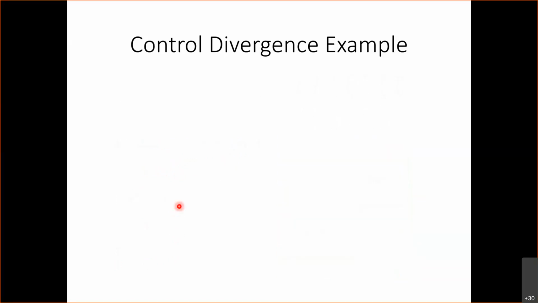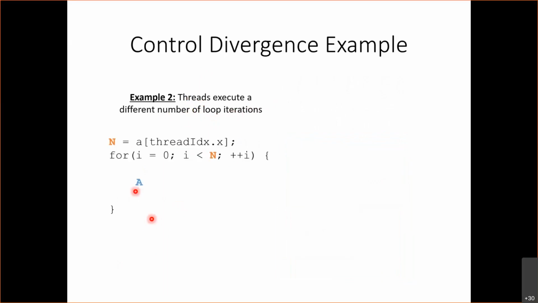Another example, possibly even worse than else if, is loops. Threads that execute a different number of loop iterations. For example, I can have code like this: n equals A of thread.x, and then I execute a loop for i equals 0, i less than n, i plus plus, and then I execute some code A. In this case, the value of n depends on the thread index, which means different threads may have different values of n, and so may execute a different number of loop iterations.